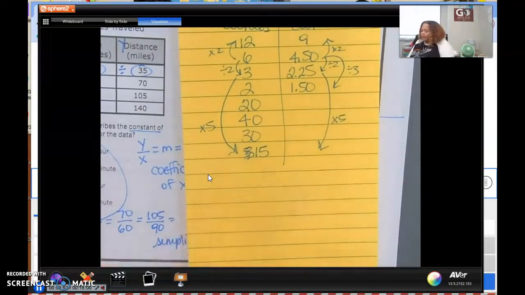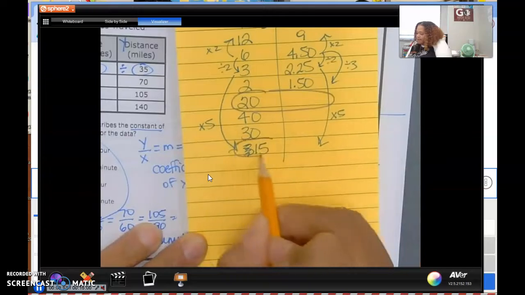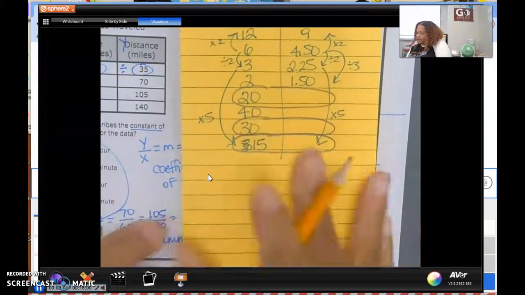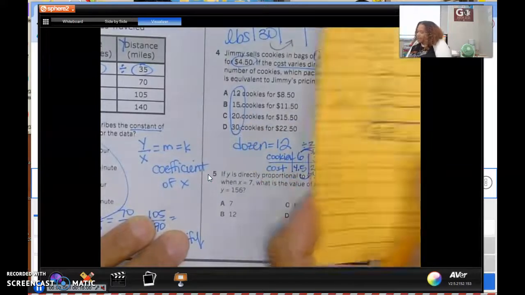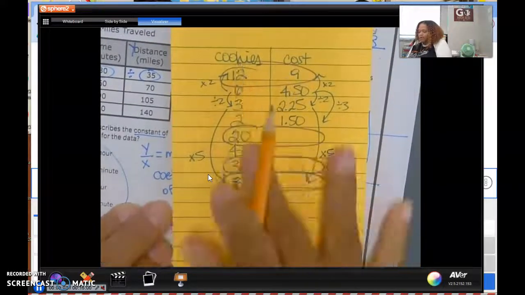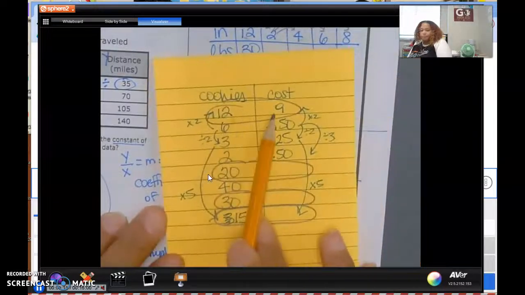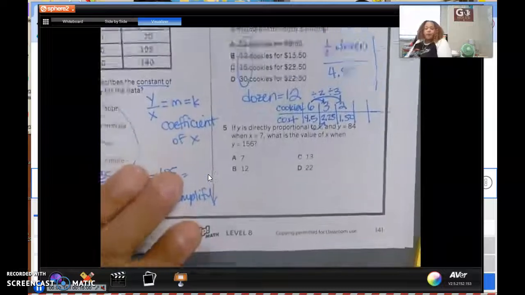So your job now is to find out how much 20 cookies cost, how much 15 cookies cost, how much 30 cookies cost, 20, 15, 30, and how much a dozen costs. I should already cross that out because I did my dozen already. That ain't it. Wrongity wrong.